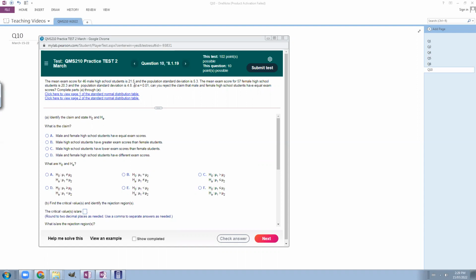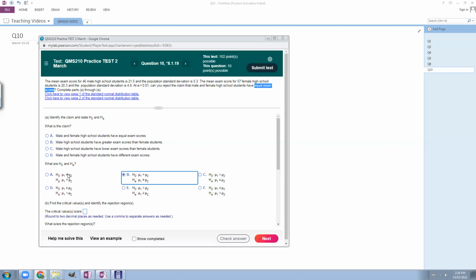At alpha equals 0.01, that's the level of significance, can you reject the claim that male and female high school students have equal exam scores? Equals, so we're looking at mean 1 minus mean 2 equals 0 versus not equal 0. Or in other words, for our null and alternative hypotheses, we're looking at equal versus not equal. B is the answer.